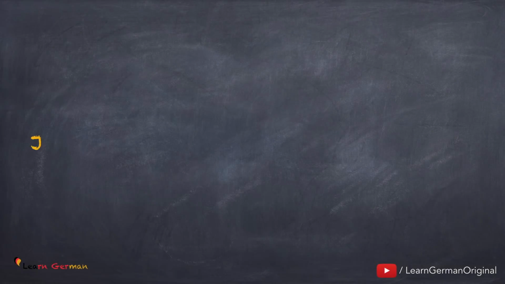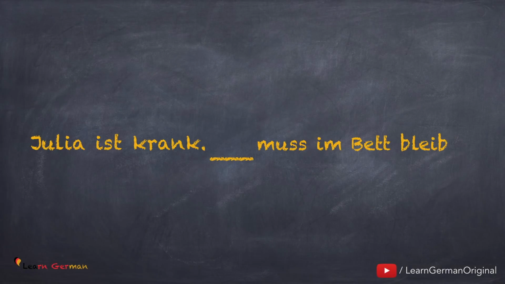Now try to do the next one. And your answer should be Julia ist krank. Sie muss im Bett bleiben. Sie here is being used for the third person Julia, but it has to be capitalized since it's at the beginning of the sentence.